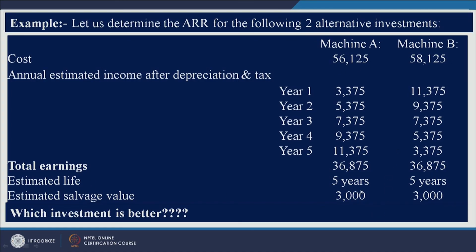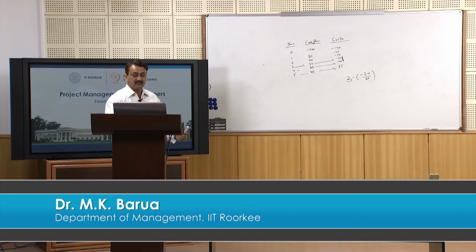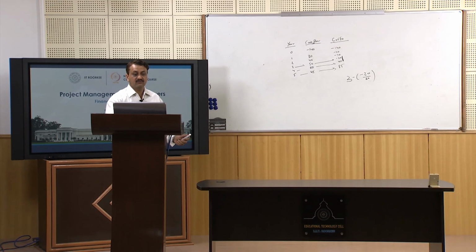Estimated life is the same for both machines, and estimated salvage value is also the same. So, which is the better investment? That is the question. You can solve this question by the method which I just talked about. You can use this particular formula: calculate average investment, average return, and then divide average return by average investment.